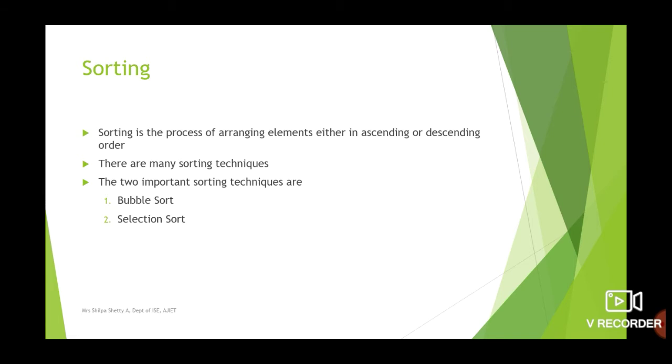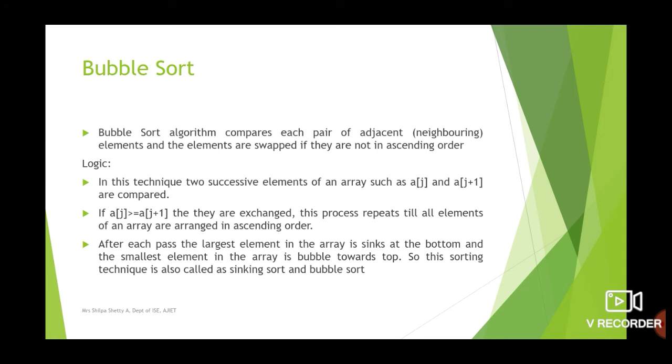There are many sorting techniques available. For example, we have selection sort, bubble sort, radix sort, heap sort, quick sort, merge sort. So many sorting algorithms are available. But in this session, we will be discussing 2 important sorting algorithms, that is bubble sort and selection sort. Let us begin with the first technique, that is bubble sort.